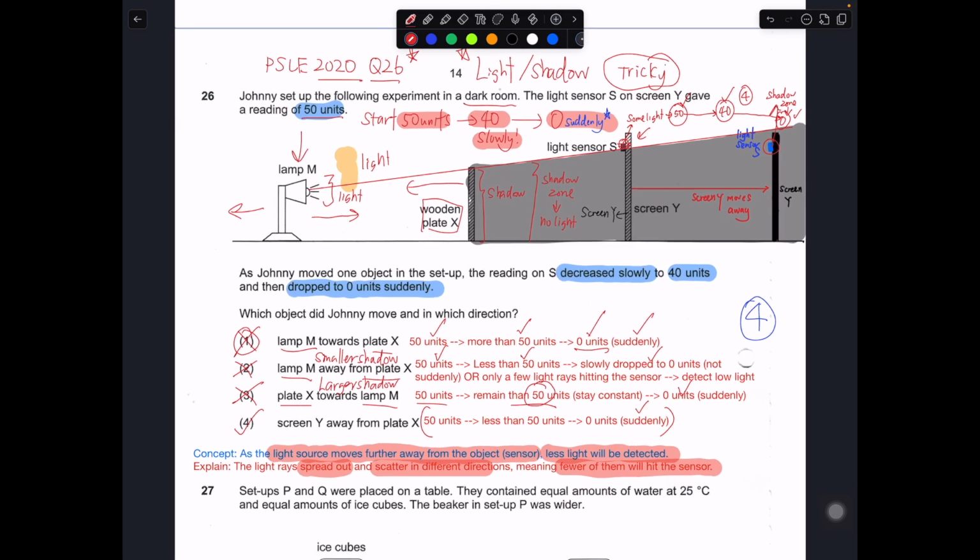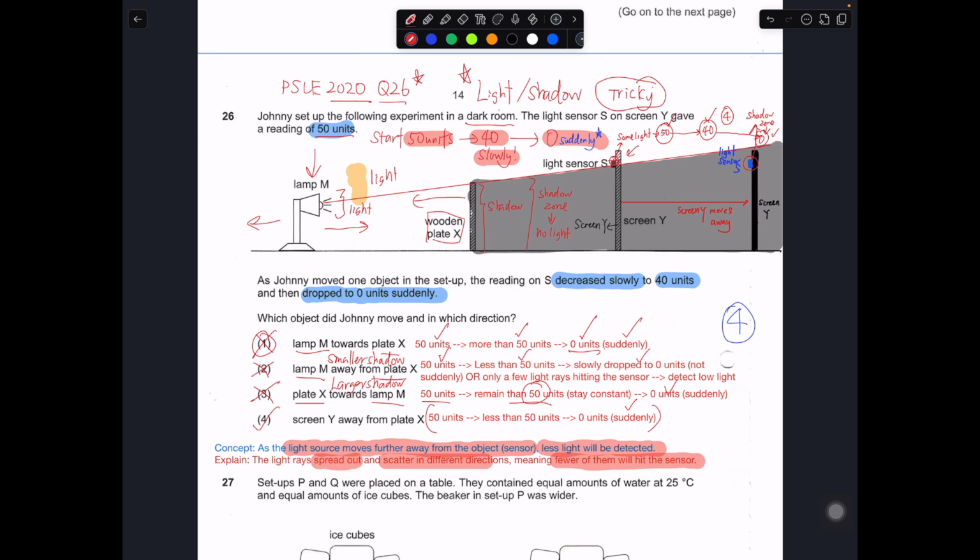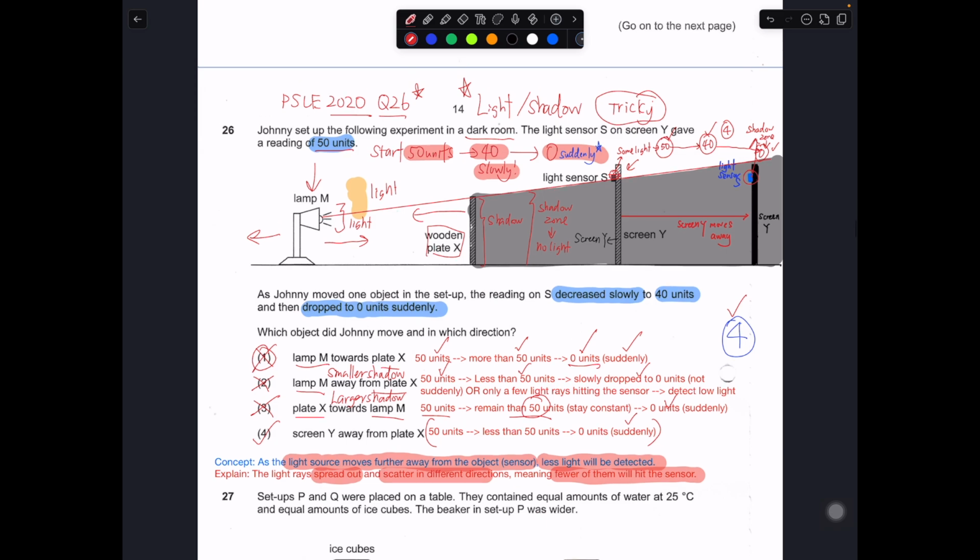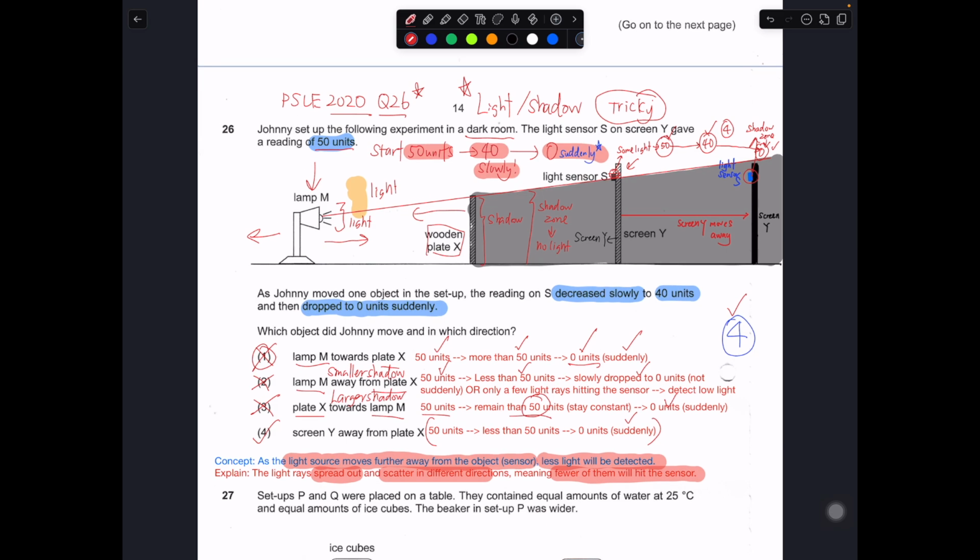So the only best answer to fit this scenario, where we have 50 dropping slowly to 40, then becoming 0 suddenly, is option number 4. And with that you can take a look at the drawing. Thank you very much.